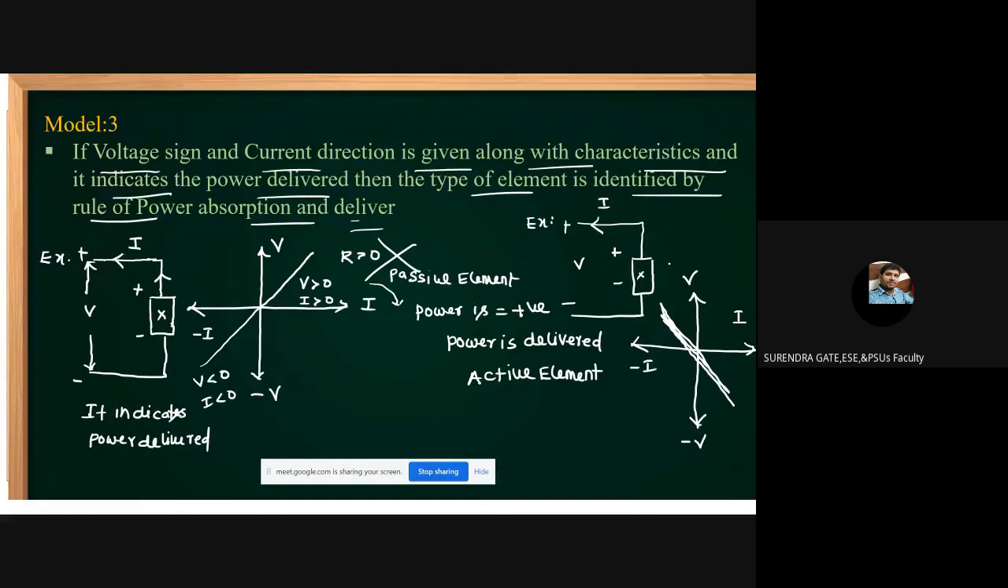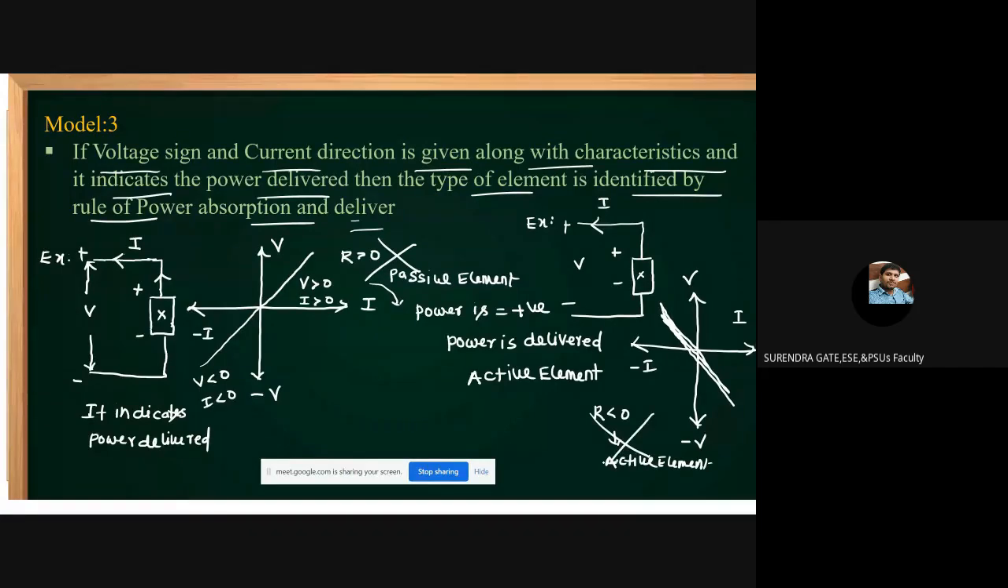Here the power is negative. Don't apply the slope concept here. If you think like this, this is R less than 0, and R less than 0 means it is an active element.